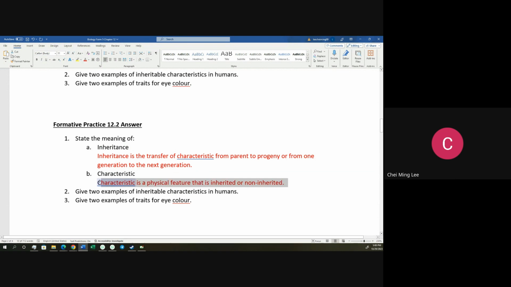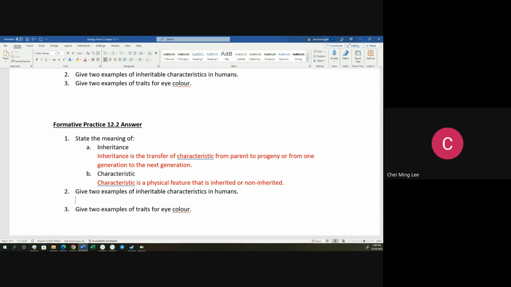So a characteristic is a feature, a surface feature, and because of environmental factors, it is not necessarily inherited. It can be non-inherited, acquired later in life. Now, examples of inherited characteristics in humans, like the ability to roll your tongue, the hair look, eye color, presence of dimples, and so on.